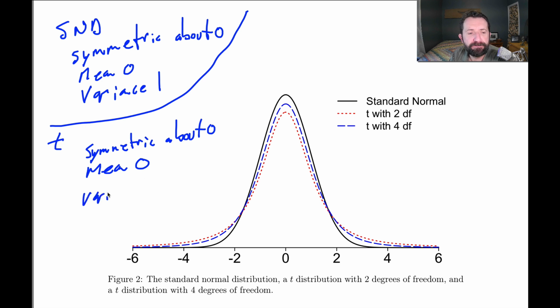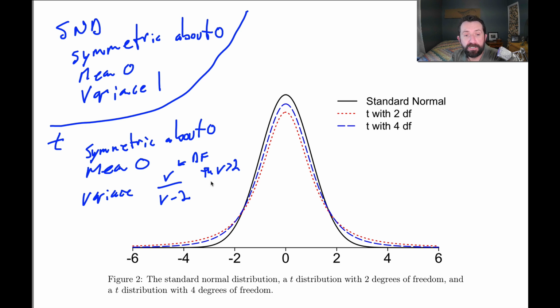And the variance isn't 1, it's based on the degrees of freedom. We typically have the degrees of freedom represented by nu. So T with 2 degrees of freedom, T with 4 degrees of freedom, and nu is the degrees of freedom. The variance is nu over nu minus 2, but this has to be for nu bigger than 2. There's a mathematical thing there. Don't worry too much about that.